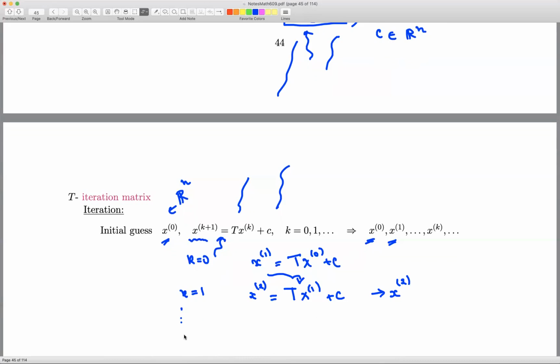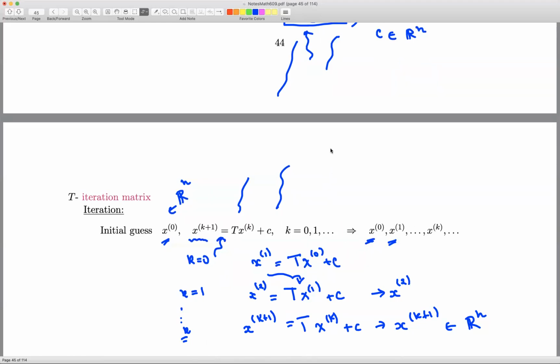For a general k, we obtain that the vector x_{k+1} is equal to the iteration matrix T applied to the vector obtained at the previous iteration, x_k, plus the vector c. And this gives you the new vector x_{k+1}, which is also a vector in R^n.